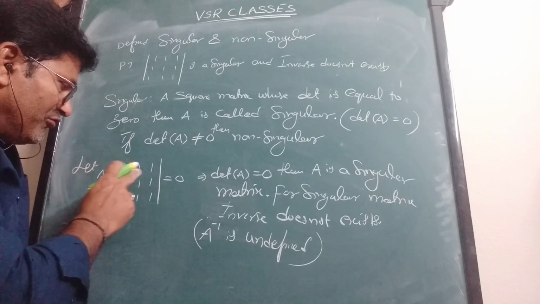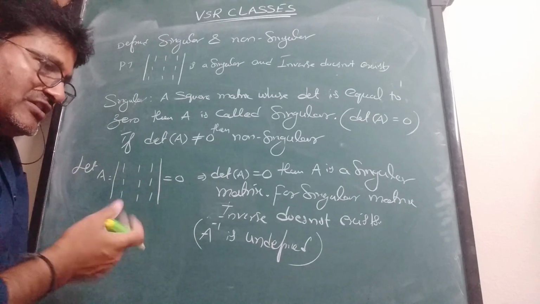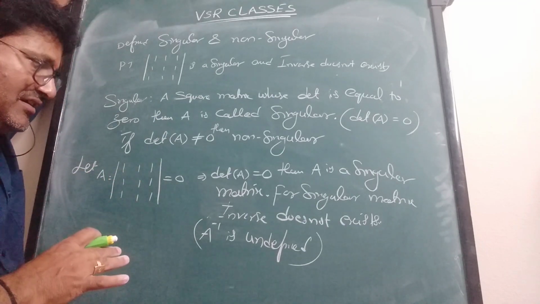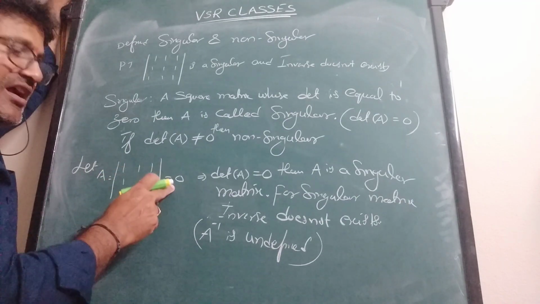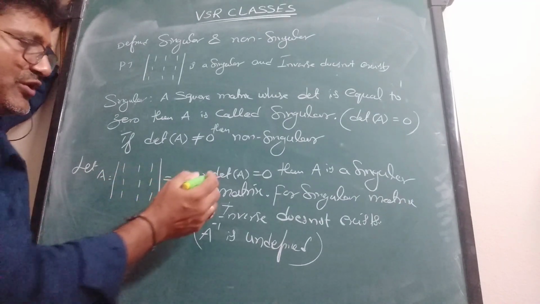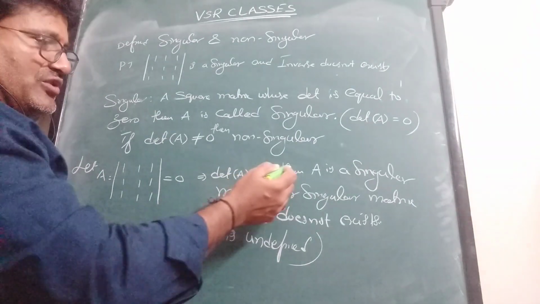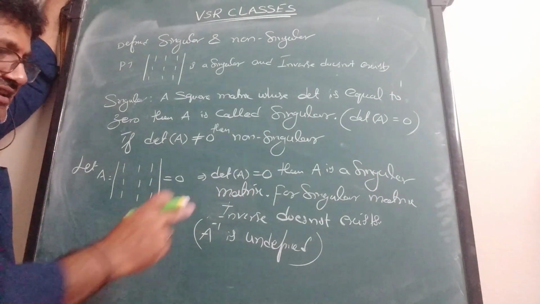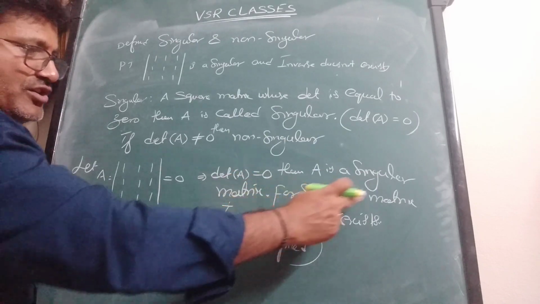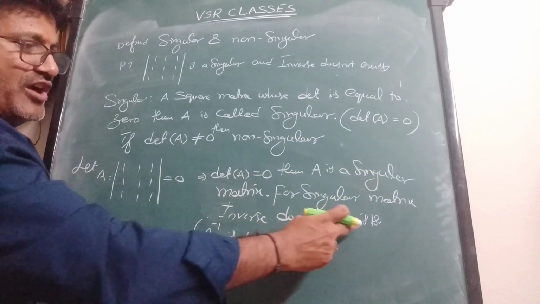Here, first row and second row, and third row, third column are also identical. So the answer is 0. So det A is equal to 0, then A is a singular matrix. Singular matrix. For a singular matrix, the inverse does not exist.